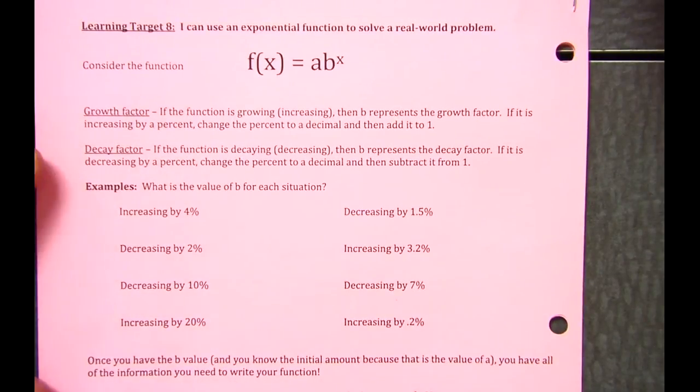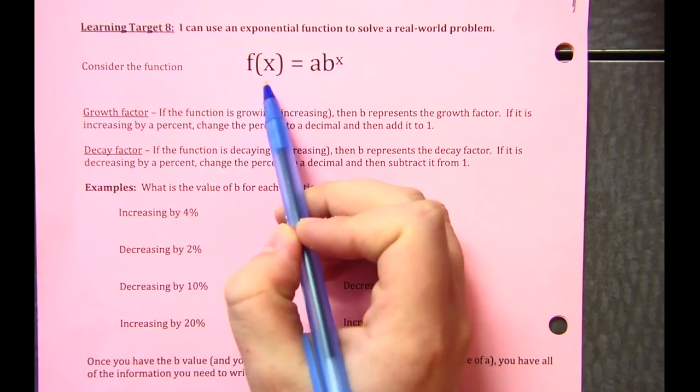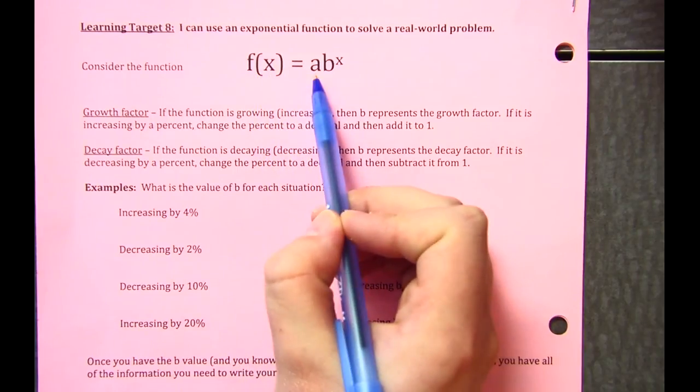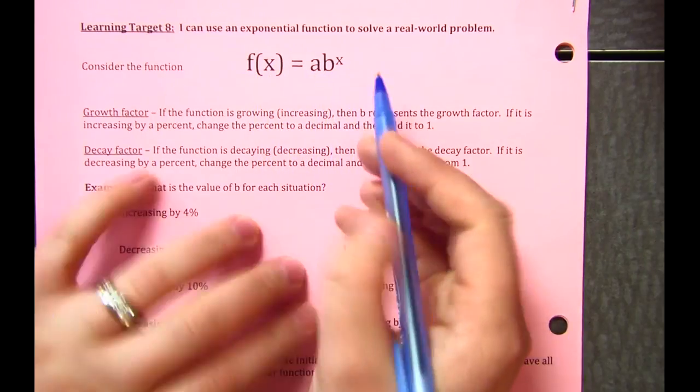Alright, so today we're going to be talking about learning target 8, which says I can use an exponential function to solve a real-world problem. Now remember that an exponential function follows this form: f of x, or y, equals a times b to the x power.